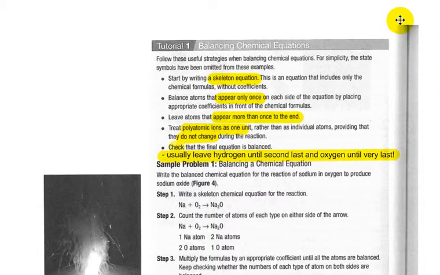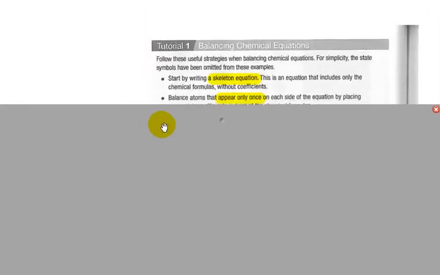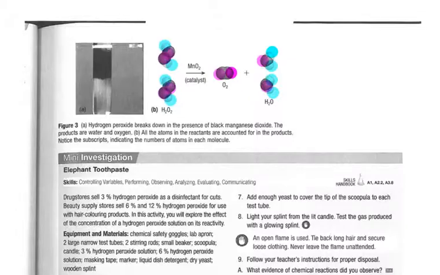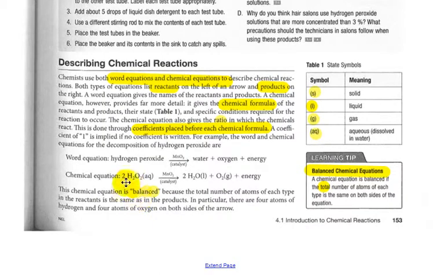Now, balancing equations we did in Science 10. Maybe not to the extent that we'll do them now. So if you remember some of the rules, write out the skeleton equation first. And by skeleton equation, all I mean is simply the equation without the coefficients in front. So you have to find out the formulas, etc., to make it work.